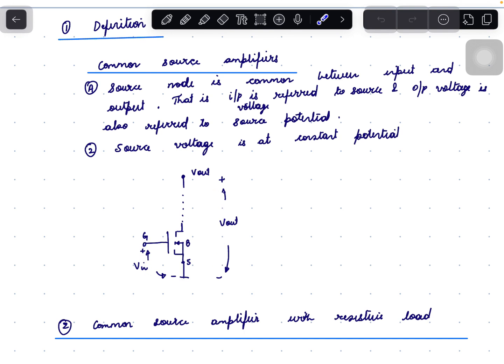That is, input, that is Vin, is referred with respect to the source, and output voltage Vout is referred with respect to the source. Here the source potential is at a constant potential.